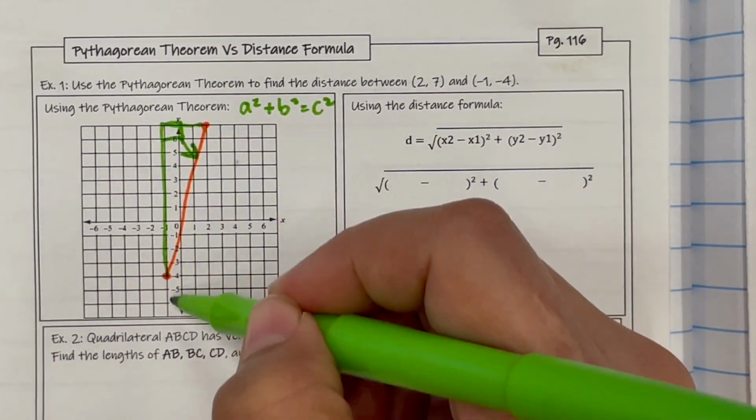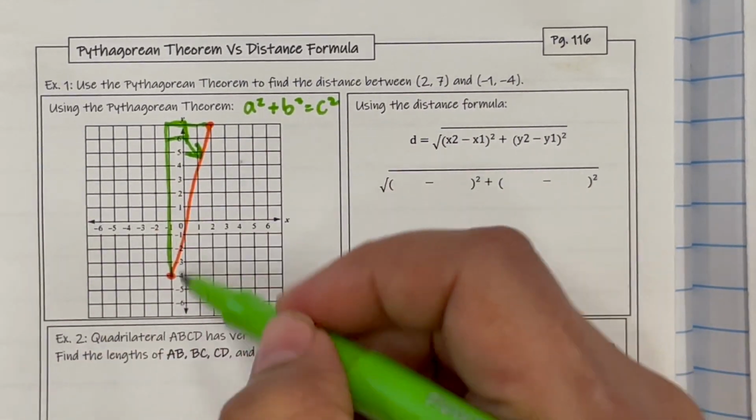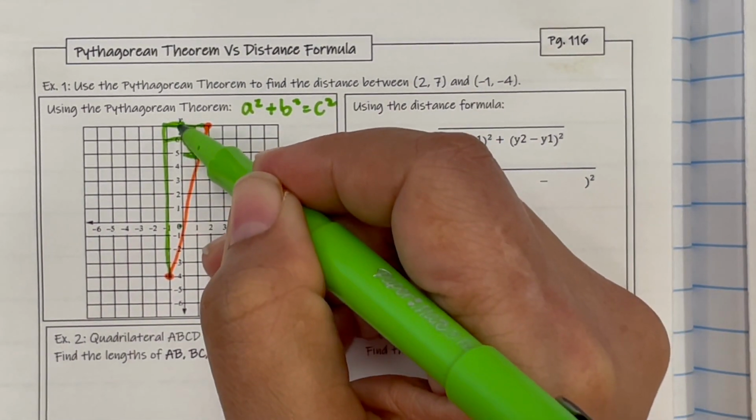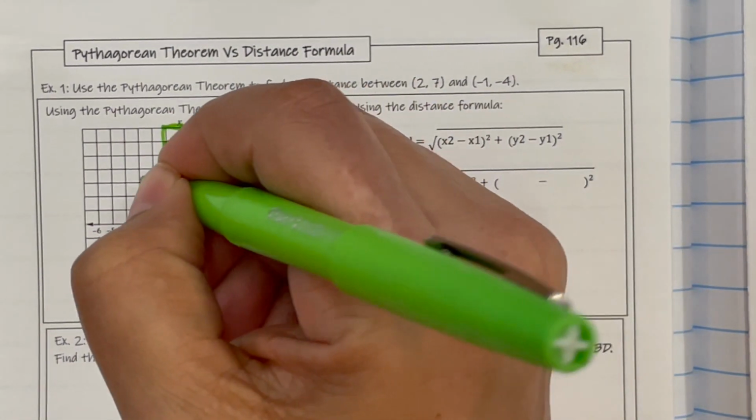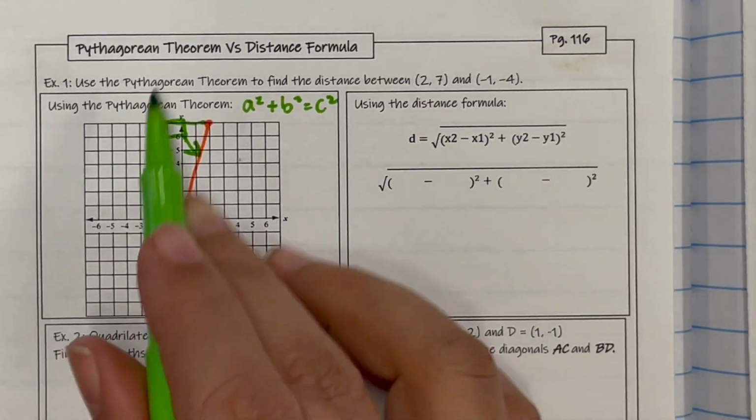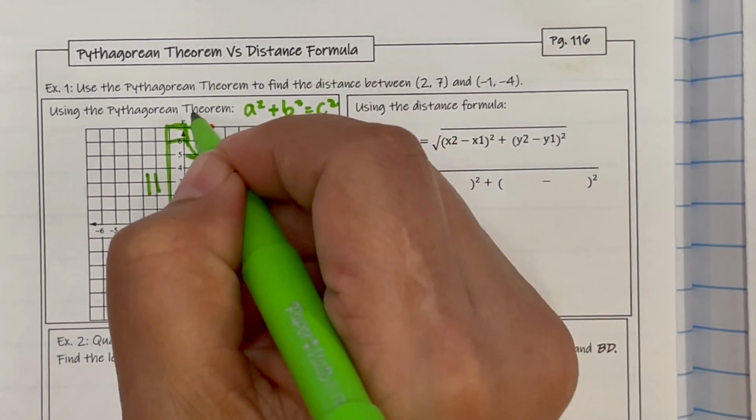All right, so how many boxes are in this? You can count them, or you can say 4 to 0, that's 4. 0 to 7, that's 7. 7 plus 4 is 11. So there are 11 boxes here. If you don't understand what I'm doing, go ahead and just count. All right, this is 3 across.